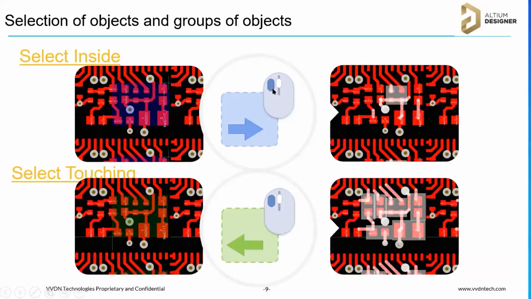There are two options. You can left click the mouse and go to the right side to select inside the rectangle, and to the left side to select everything touching the rectangle. You are seeing, right? We have placed this rectangle, but it is not selecting this line because it's not completely inside. Only a part of this track is inside, so it will not select. It will just select the complete segment which is inside. This can be useful while grouping or selecting.